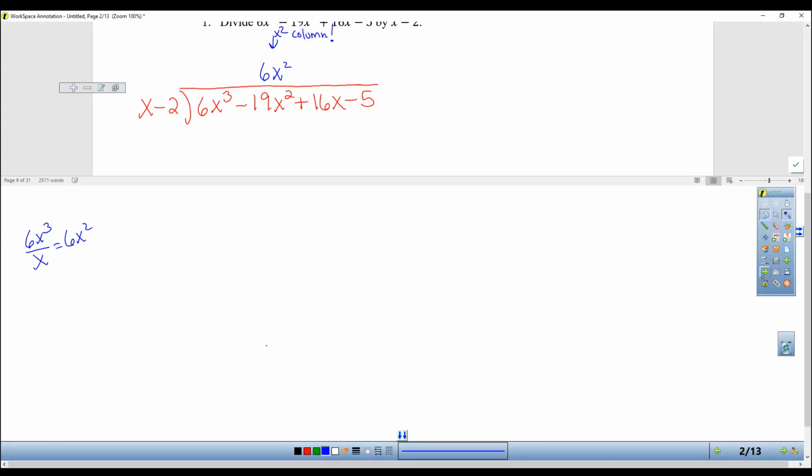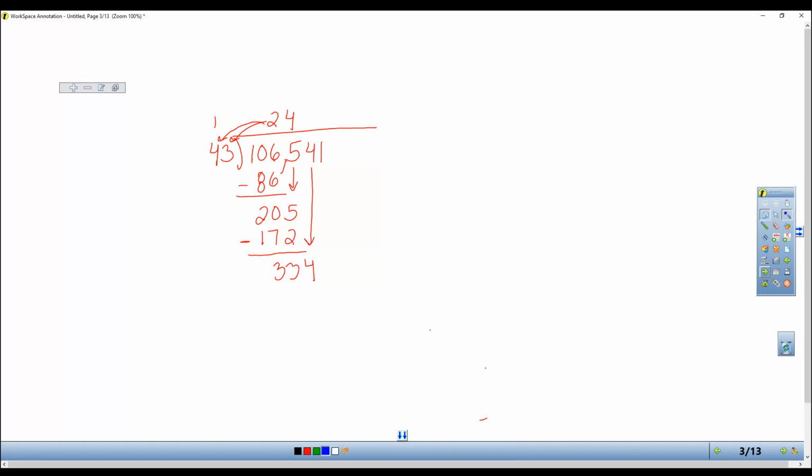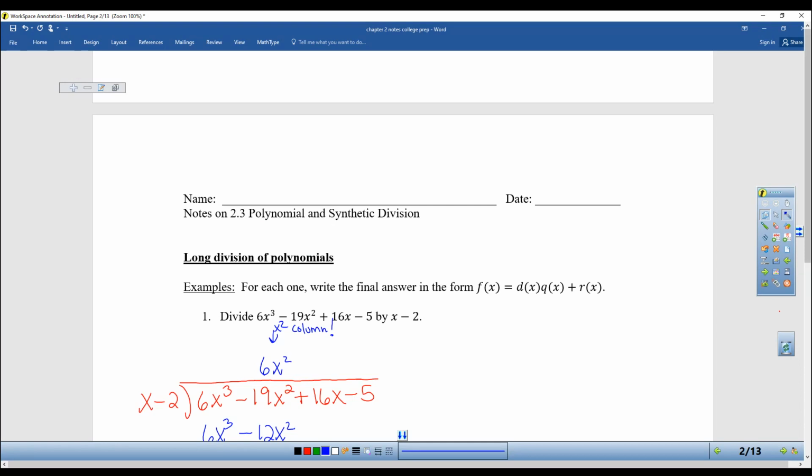And then do you guys remember what we did next? We multiplied. So you're going to do 6x squared times negative 2 and get negative 12x squared. And then 6x squared times x, 6x cubed. Do you remember that? We did the 2 times the 3 and then the 2 times the 4. We got an answer. And then what did we do? We subtracted. So I'm going to subtract.